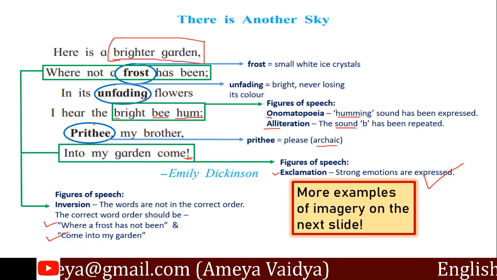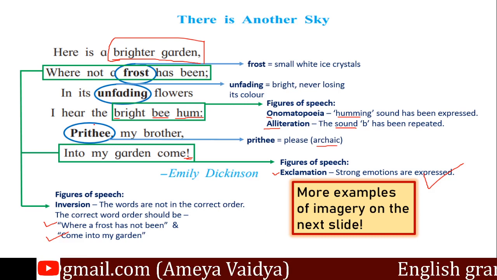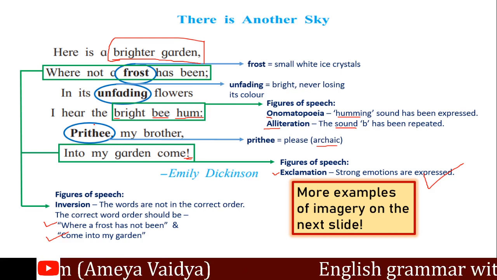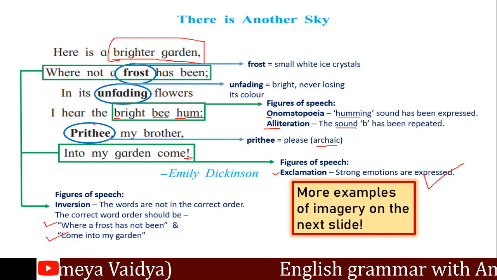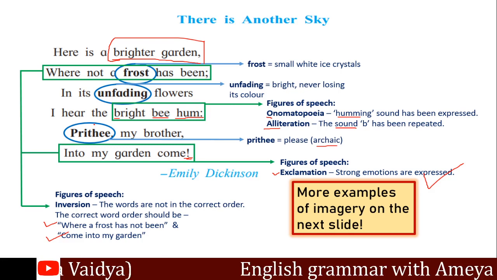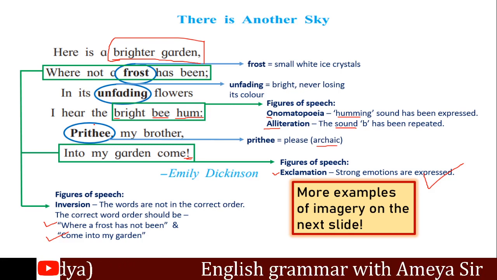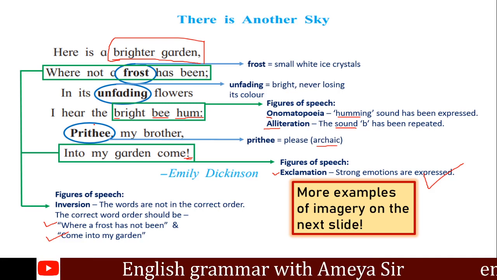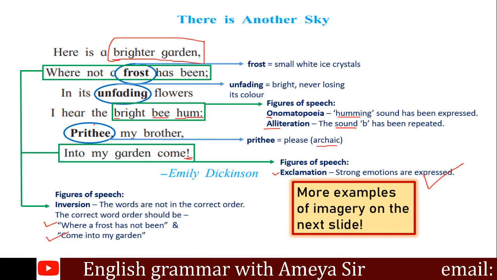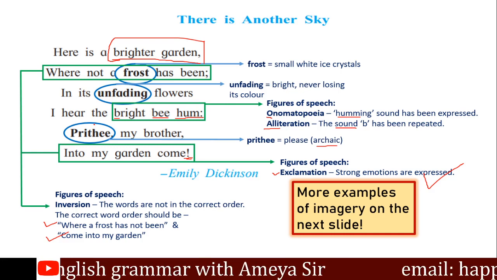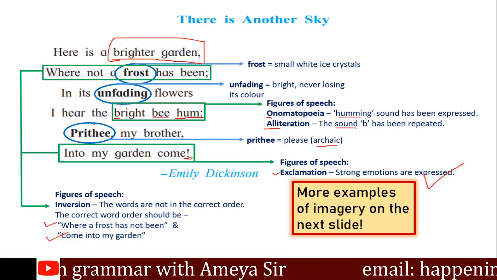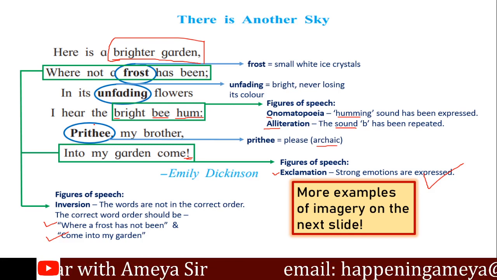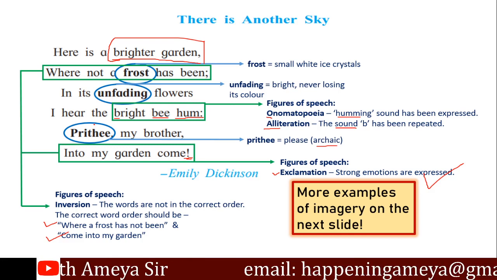So before we go to the imagery, understand what this poem was all about. Throughout the poem, the poetess Emily has been advising Austin, her brother, to remain optimistic, to remain hopeful, never to give up. No matter how gloomy the current circumstances are, she says that there is always bright sunshine someplace else. She is saying that into my garden come. So she is saying that Austin should shift the mood and should always be optimistic like Emily is.